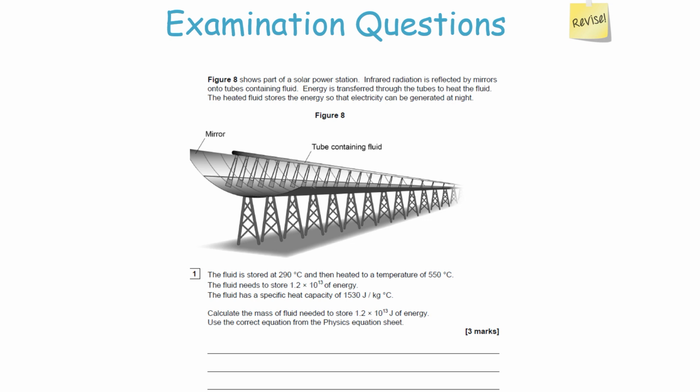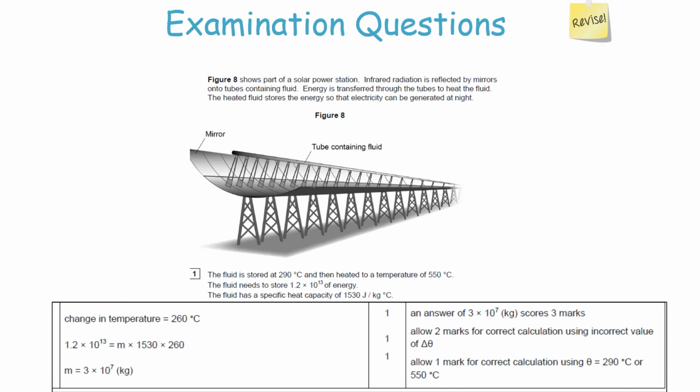Right, for this question you've got to remember the equation when we're using specific heat capacity, and that is E, the change in energy, is equal to m times by c, the specific heat capacity, times by triangle T, the change in temperature. So the change in temperature firstly is 260 degrees Celsius, because 550 minus 290 is equal to 260 degrees Celsius. So we can therefore say, substituting the values in, 1.2 times by 10 to the 13 equals m times by 1,530 times by 260. We can then rearrange the equation and make m the subject, and then we could work it through to be 3 times 10 to the 7 kilograms.